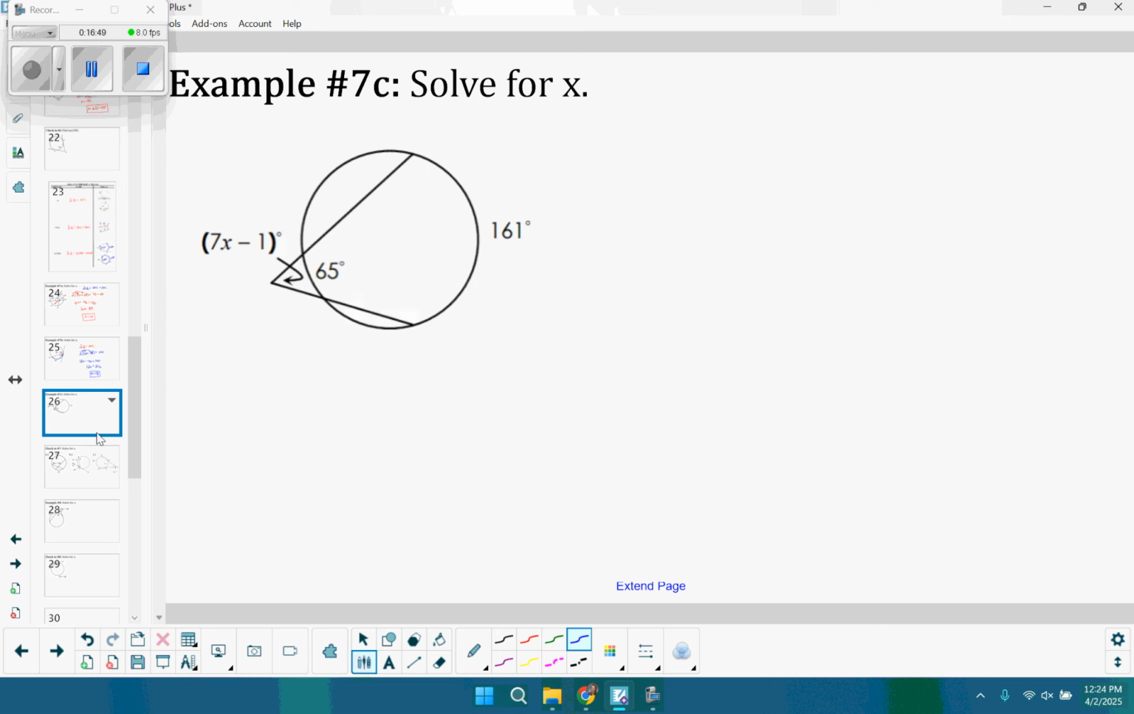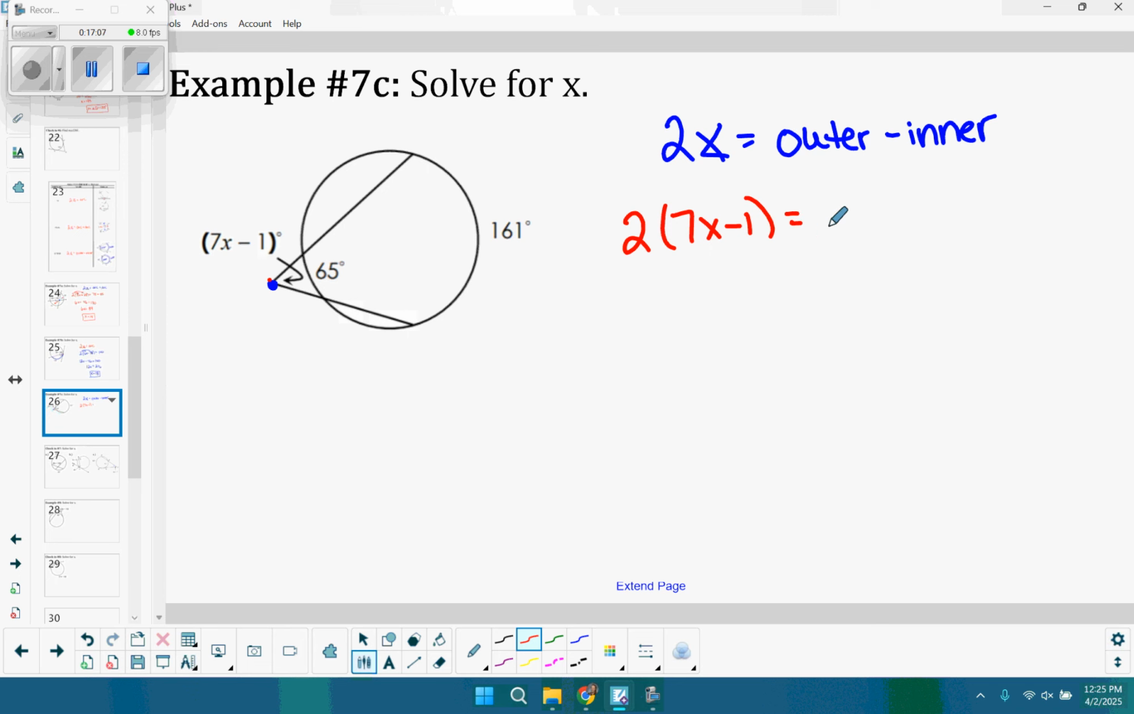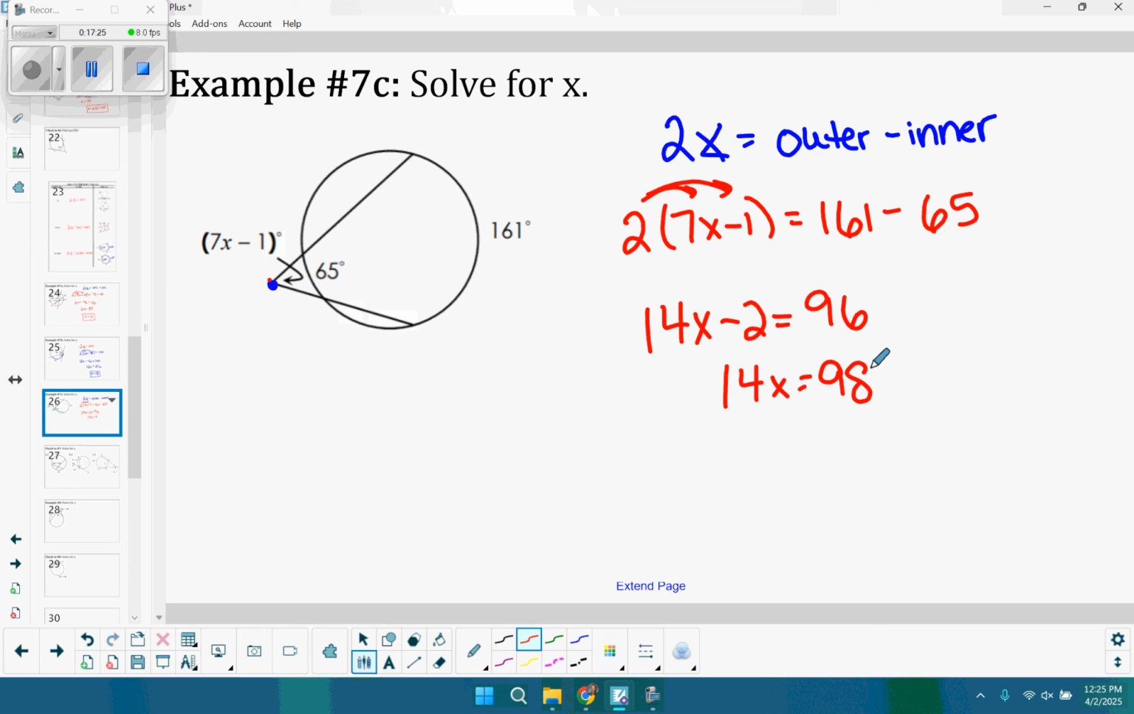Example 7c. If I look at where the two lines cross, that's outside. The formula for outside was 2 times angle equals outer minus inner. So the angle is 7x minus 1. The outer arc is 161, and the inner arc is 65. Let's distribute. 14x minus 2 equals 161 minus 65 is 96. Add 2. So 14x is equal to 98. And when I divide by 14, we get x is 7.